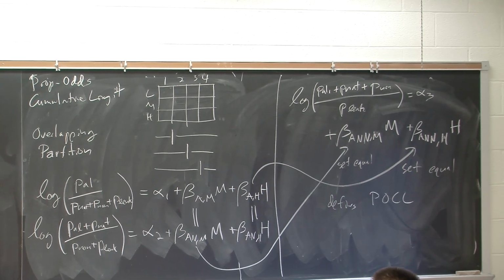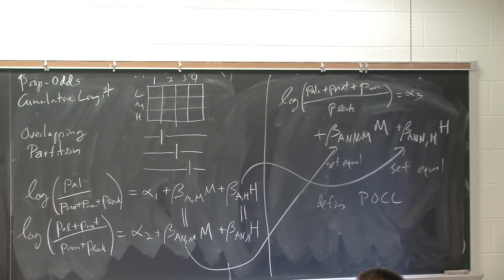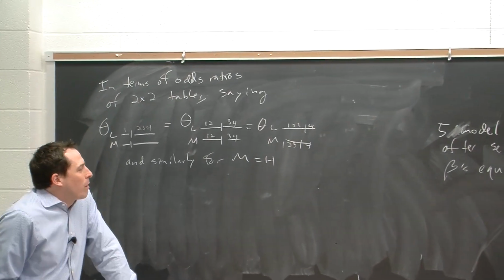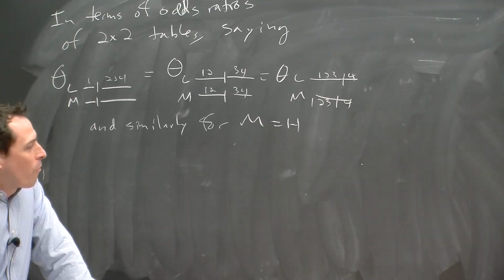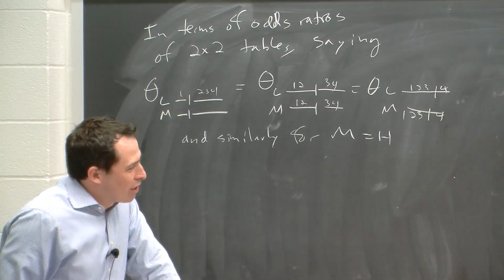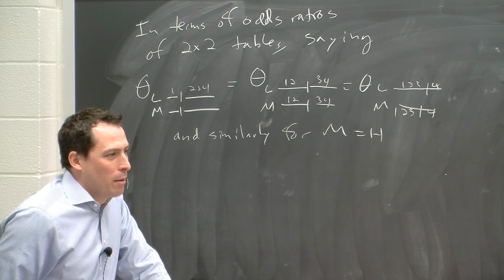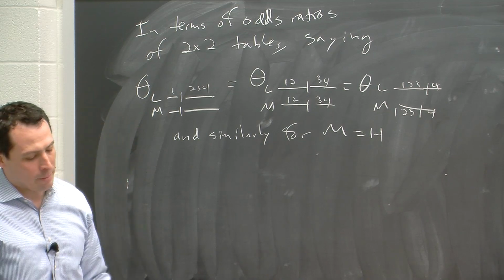Well, it's that you think all these odds ratios should be the same. I mean, it's a way of representing the ordinal structure of the data and reducing the number of parameters. It's a hypothesis about the way that things are related.